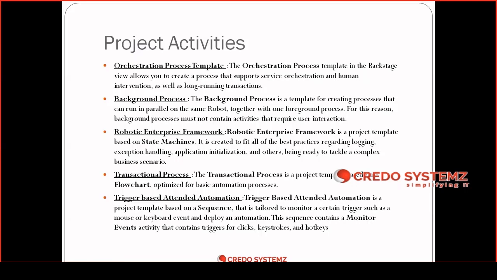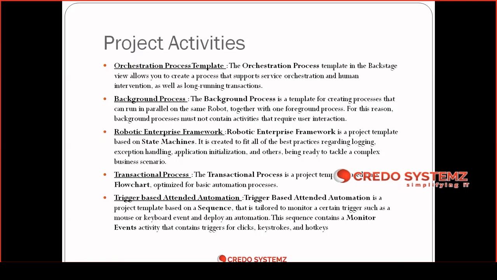And then we have a transactional process. A transactional process is similar to an orchestration process, but it is going to have more transactions. It will be based on a flowchart methodology. Even a simple process can work as a transactional process. If you click and drag a flowchart inside a process, then it is going to become a transactional process. This is also a basic automation process that we have, right?